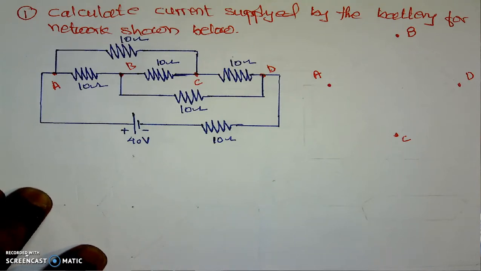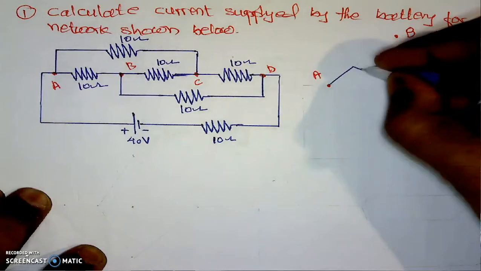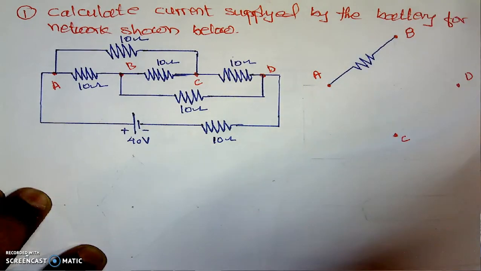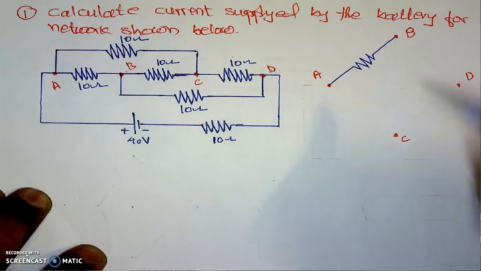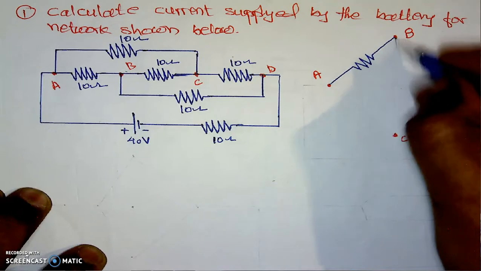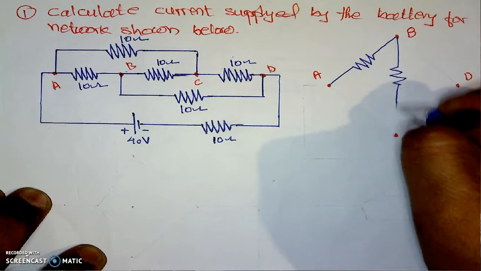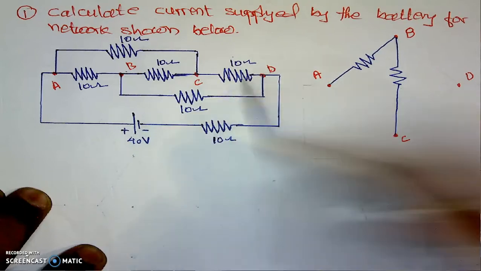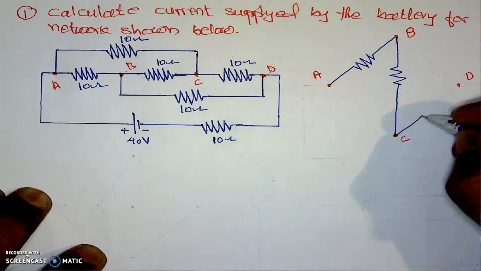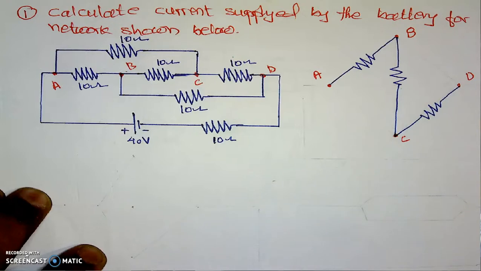Now here I will put the respective resistances between the respective terminals. Between A and B we have 10 ohm. Then between B and C we have another 10 ohm resistance. This is B, this is C. Then between C and D we have another 10 ohm resistance, something like this.